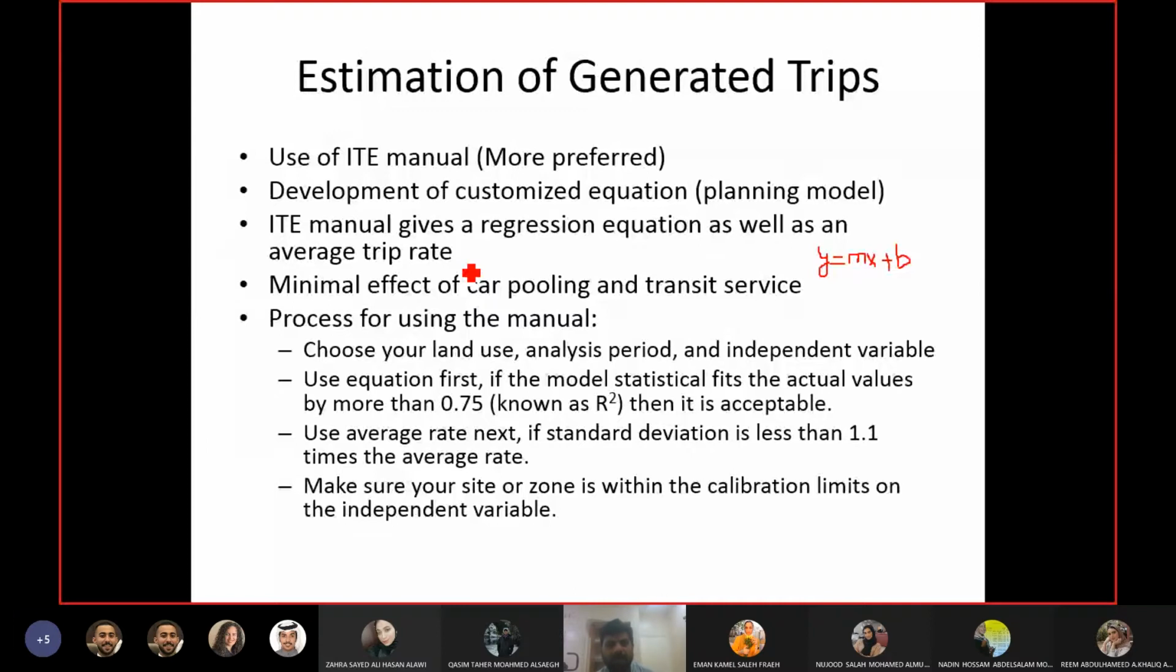One thing you have to keep in mind when using the ITE manual or any manual or equation for estimating trips is that this will give you the total number of trips and not the number of vehicles. It will tell you how many people would come out of this area. If these people are coming by transit service, public transport, then obviously the number of vehicles will reduce. And if they are sharing cars with each other, then obviously the number of vehicles will reduce.